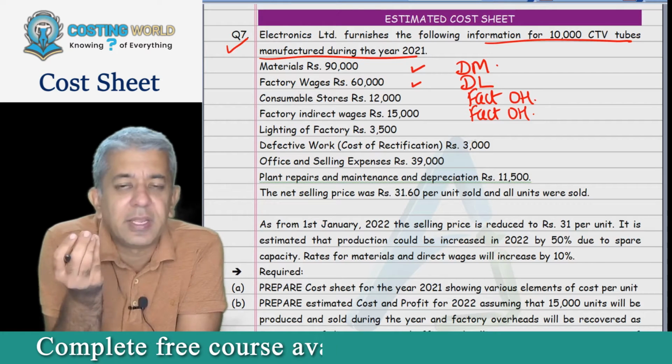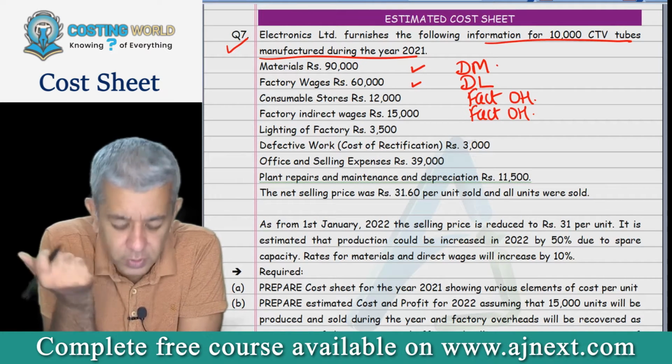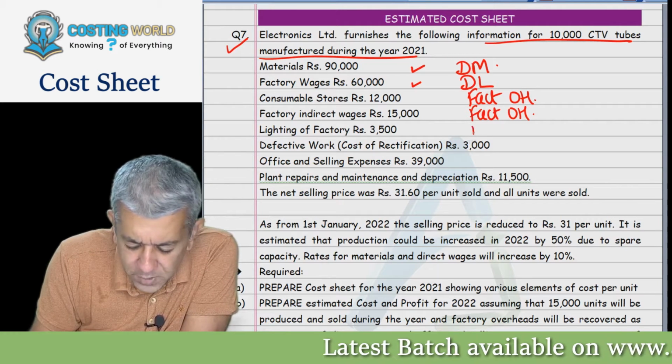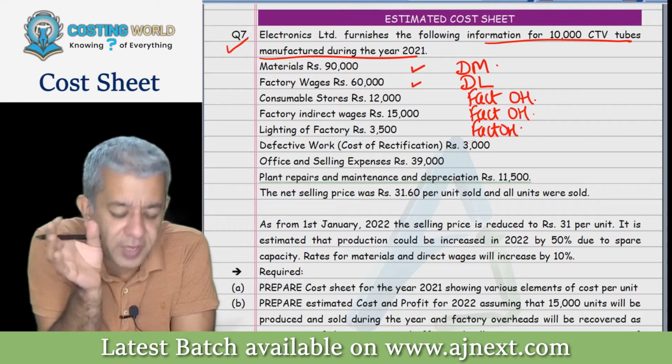Then further, lighting of factory 3,500. Lighting of factory, like the tube lights and all these particular things that are there in the factory. So therefore there will be a cost of it, right? So where will lighting of factory come? Factory overheads.